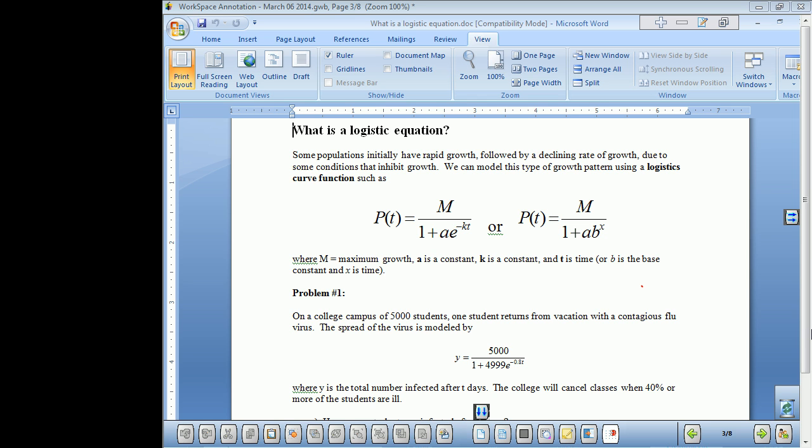Now, logistic functions are interesting in the fact that we have a maximum growth. We're going to look at some of these equations, and it's just going to make sense to us that we couldn't go beyond that. So let's look at problem number 1.